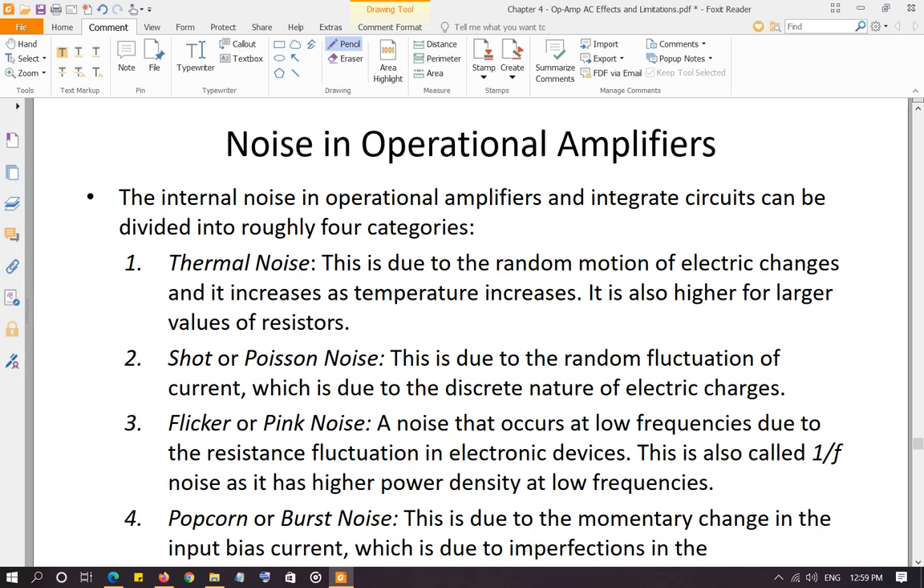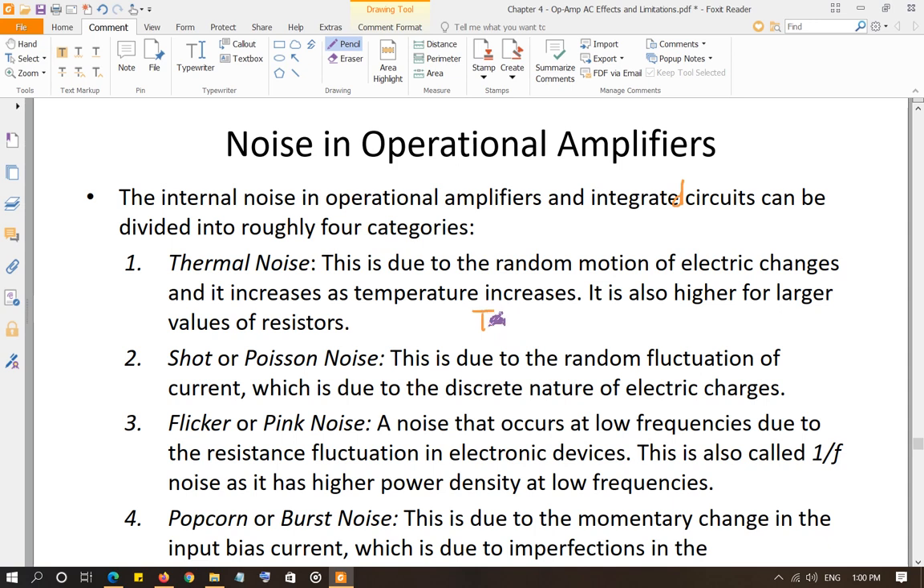Noise in operational amplifiers or any integrated circuits can be divided into four types of different noises. You have the thermal noise, which is basically your electrons or particles, semiconductor particles, holes and electrons. They are moving randomly, and as temperature increases, their random motion increases, and due to their movement, it produces heat, it produces noise. The higher the value of resistor you're using, more thermal noise is created.